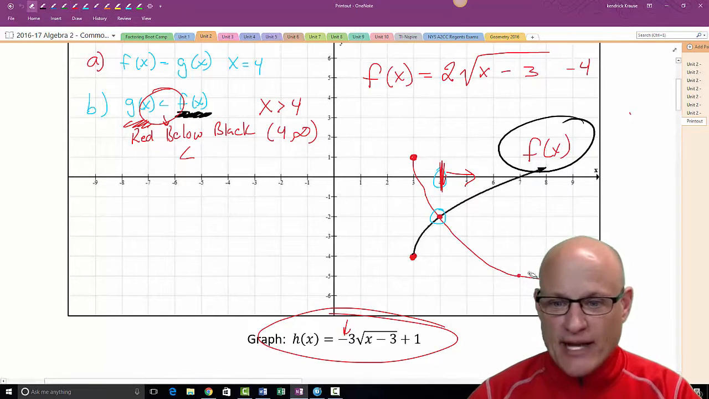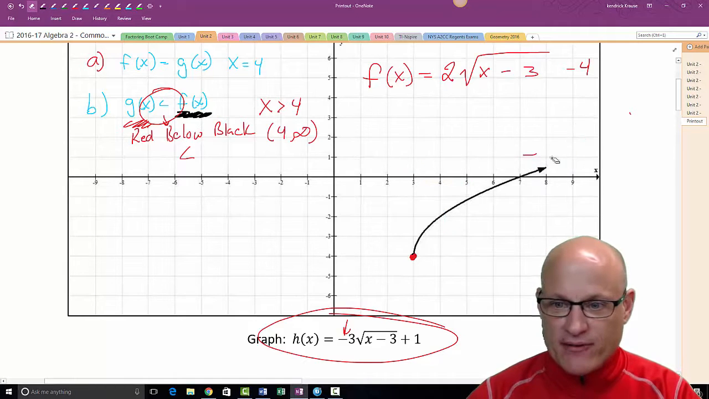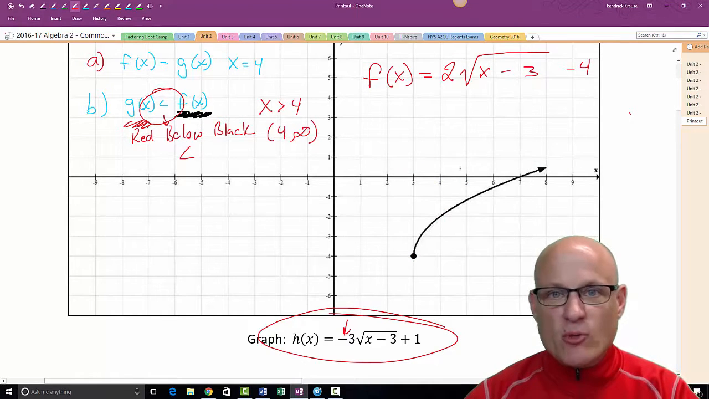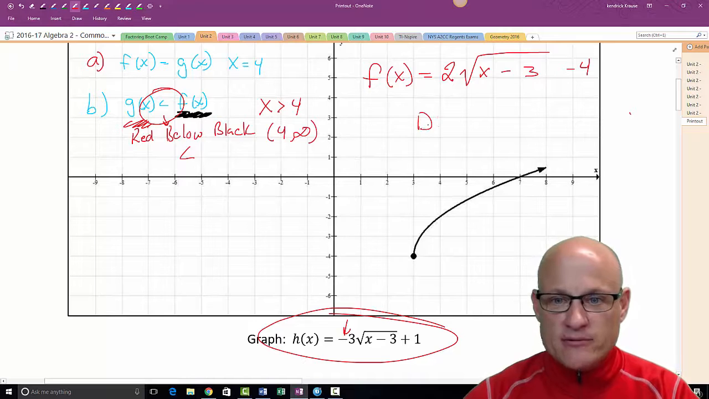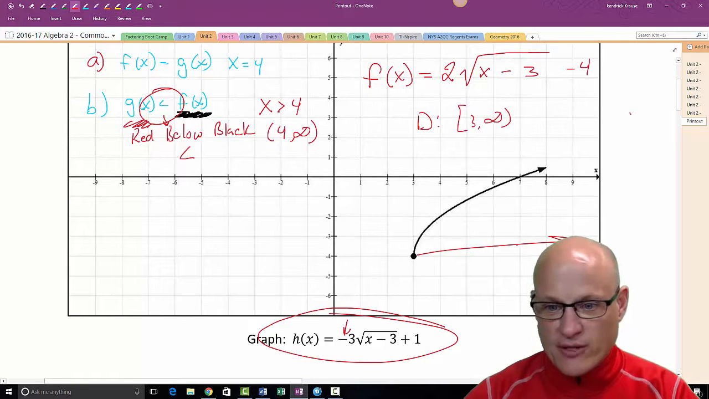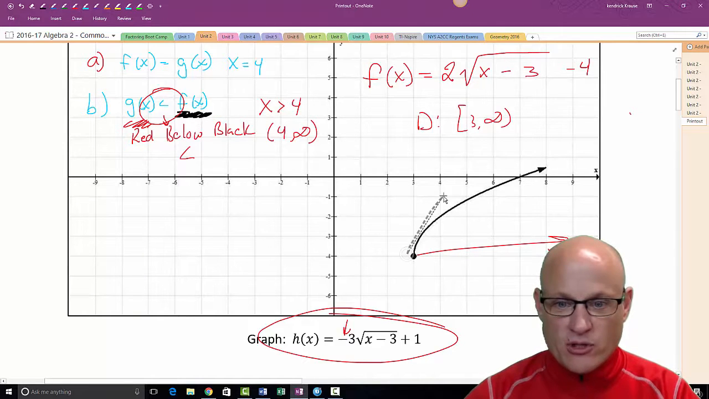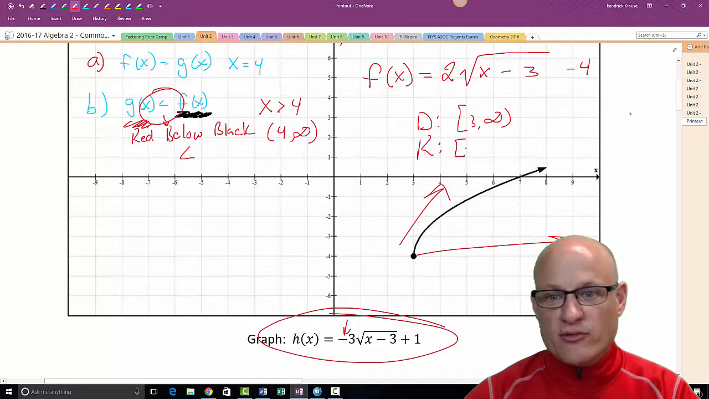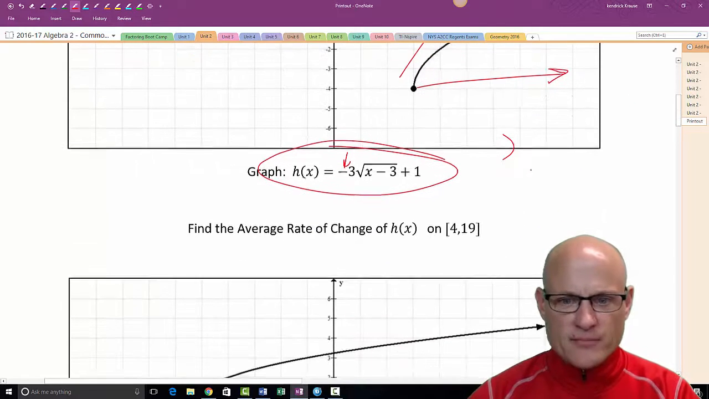I could ask you the domain and range. Let me ask you the domain and range of f. Okay, what's the domain of f? Well, the domain of f is 3 to infinity, because it starts here at 3 and goes forever and ever that way. It also starts at -4 and goes forever and ever up. So the range is -4 to positive infinity.